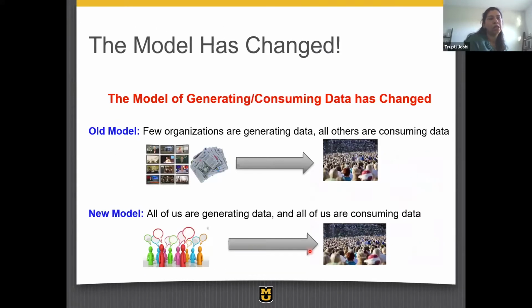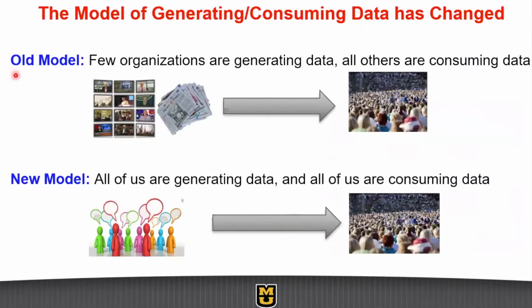What we do see is that the model has really changed over time. We are maybe used to the older way, where a few organizations used to generate the data and others used to consume it. If you think about it in terms of a few news outlets, or maybe the newspaper, which is becoming almost obsolete these days.